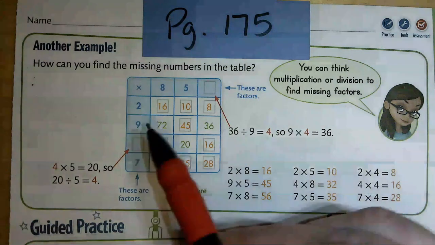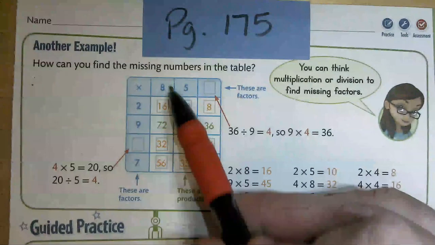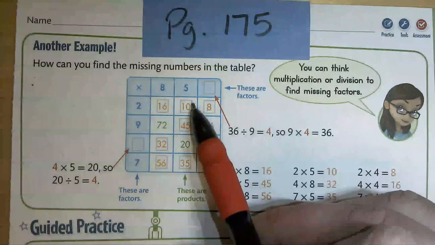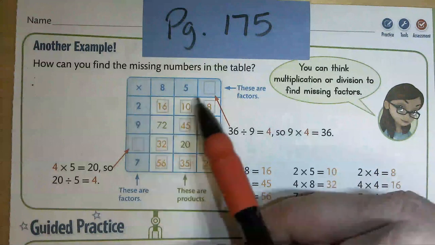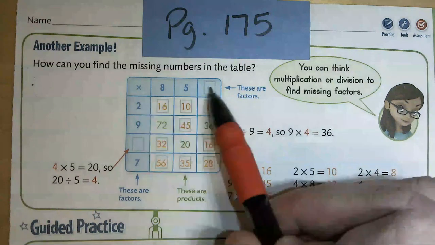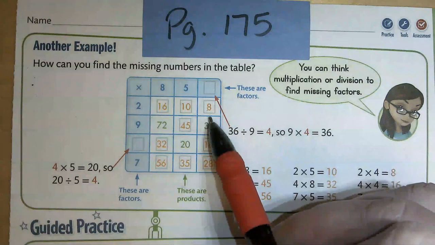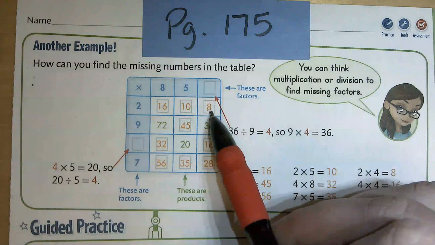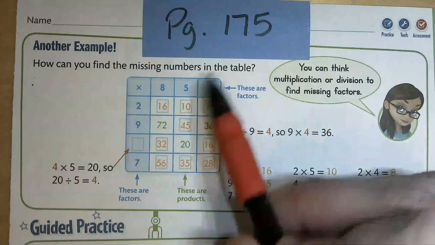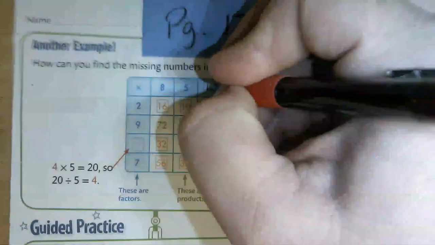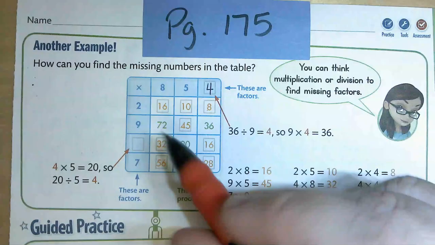So when I take a look here, I say 2 times 8 is 16. 2 times 5 is 10. 2 times, I've got a blank up here. 2 times what gives me 8 is the question that I'm now asking. 2 times what equals 8? Well, I hope that you're going, oh, I know that one. It's 2 times 4 equals 8. All right. So 2 times 4 equals 8.